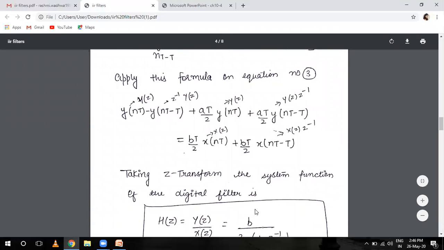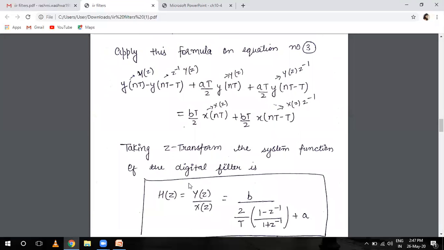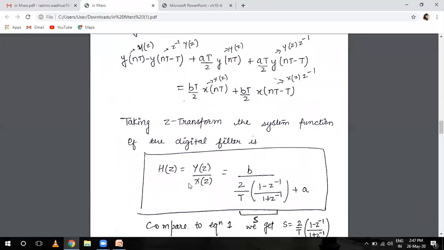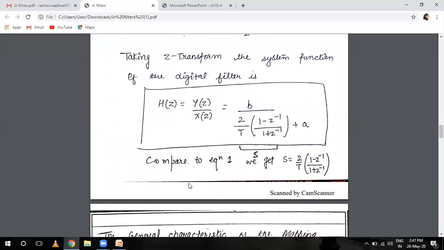So taking the z transform, the system function of the digital filter, when we are doing the z transform of the whole equation, then Y(z) कॉमन ले लेंगे and इधर से X(z) कॉमन ले लेंगे, then dividing, Y(z) by X(z) is equal to b upon [2 by T into (1 minus z inverse) upon (1 plus z inverse)] plus a. So when we are comparing this to equation number 1, which is equal to b upon s plus a, we will get the value of s is equal to 2 by T, (1 minus z inverse) upon (1 plus z inverse).